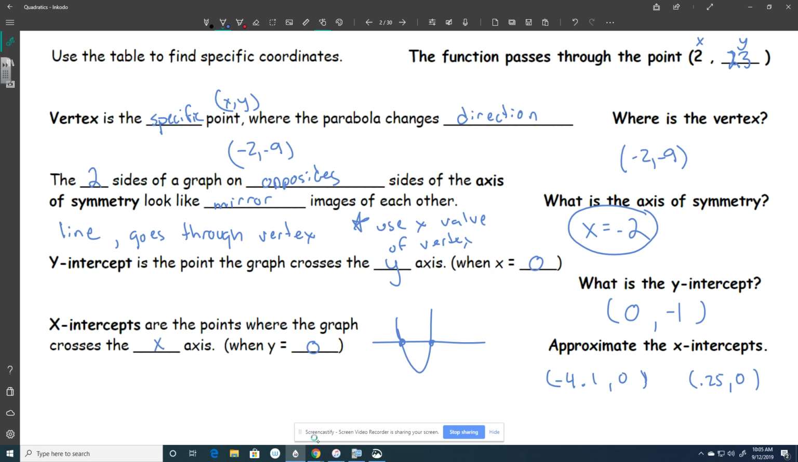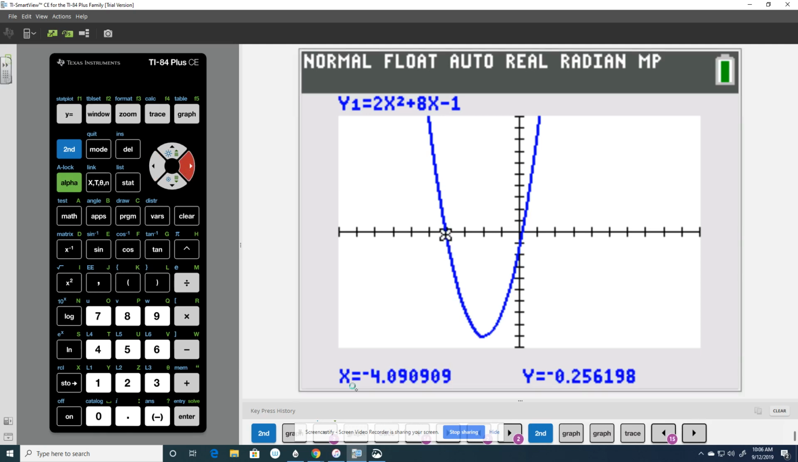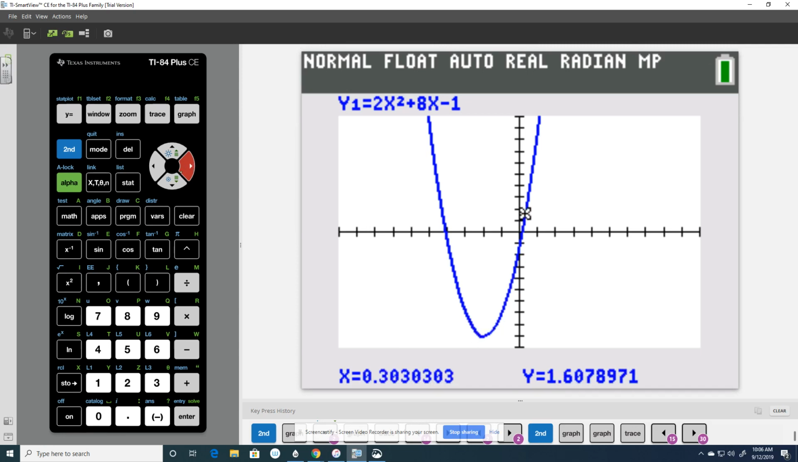In the next unit, next quarter, we're going to actually find these exact values. But for now, we're just going to approximate. The other way to do that is to trace. You can trace and just get close to your intercepts. And just say, okay, I'm almost at -4.10. And then my other one, when I trace it, I'm a little bit bigger than 0.